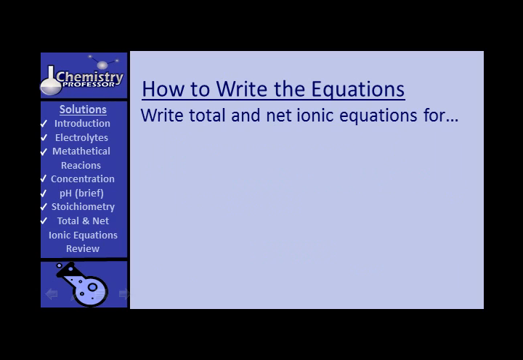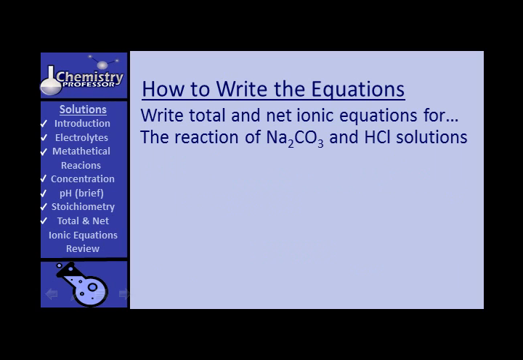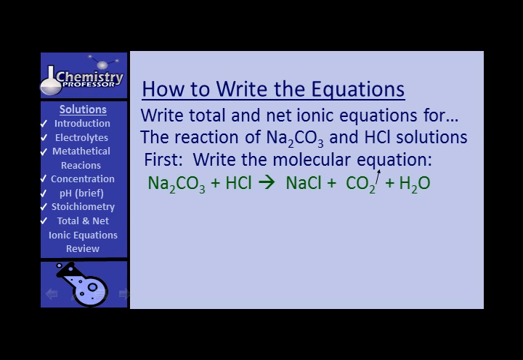Let's write some total and net ionic equations. Let's start with the reaction of sodium carbonate and hydrochloric acid solutions. First, I want you to write the molecular equation. As you get used to doing this, you may be able to bypass some of these steps. But let's start with writing the molecular equation. The molecular equation is sodium carbonate plus hydrochloric acid, producing sodium chloride, carbon dioxide, and water.